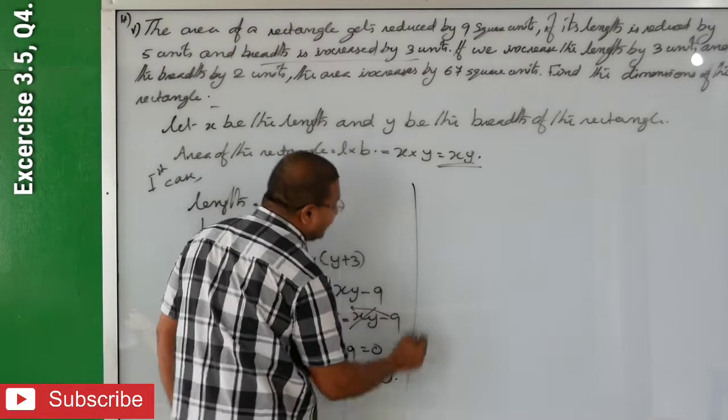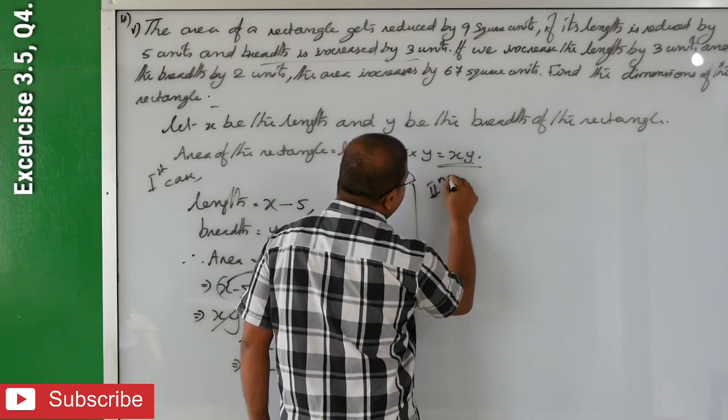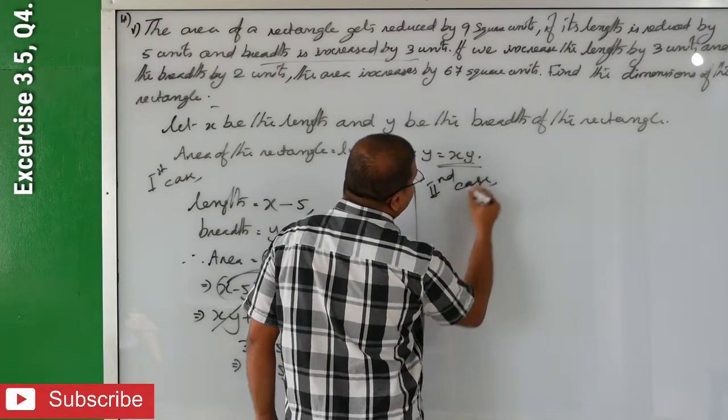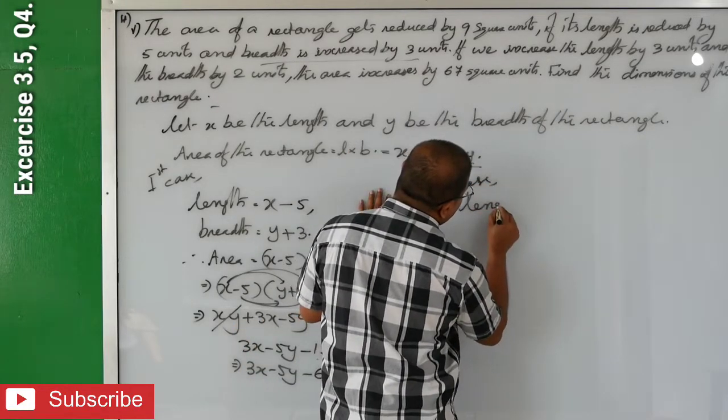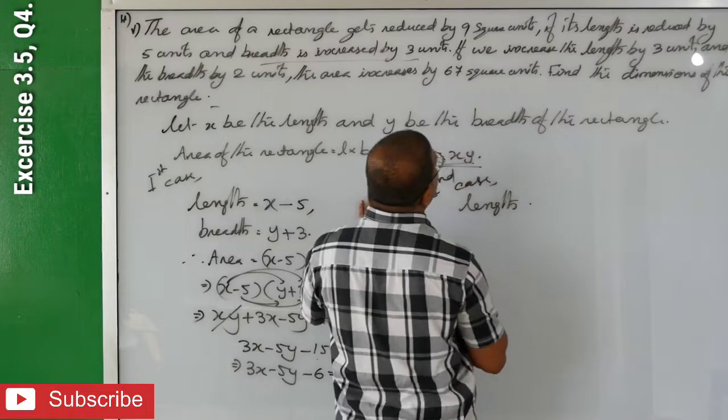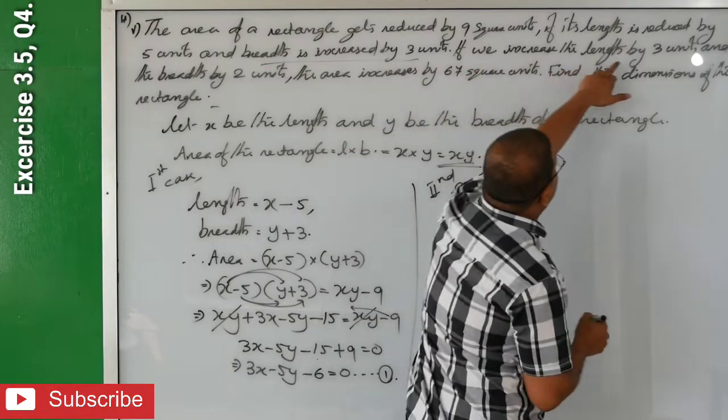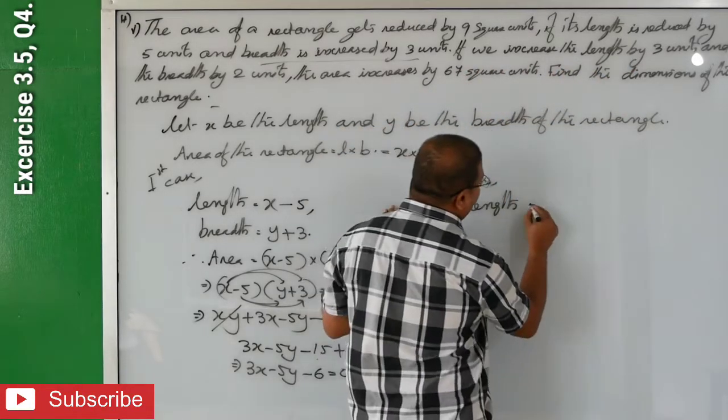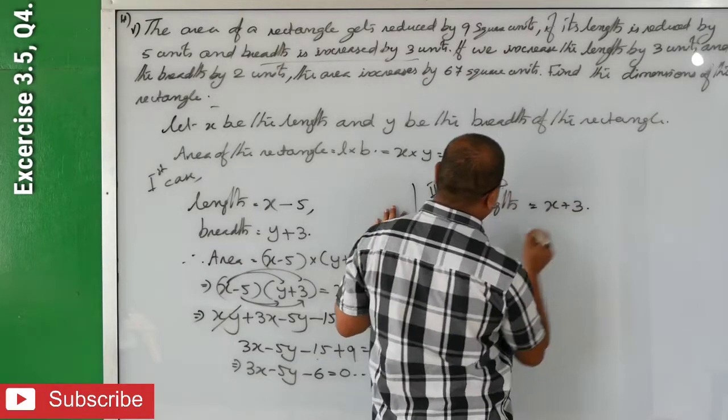Now let us see the second condition. Second case. What happened to the length? If we increase the length by 3 units, that means length equals x plus 3, and breadth.